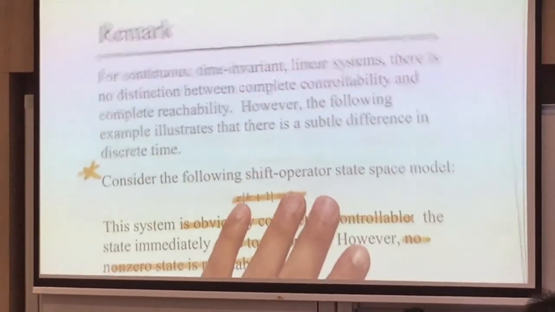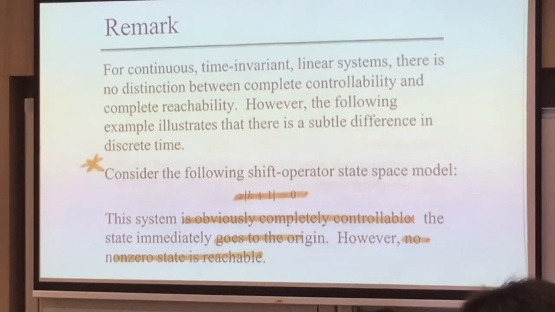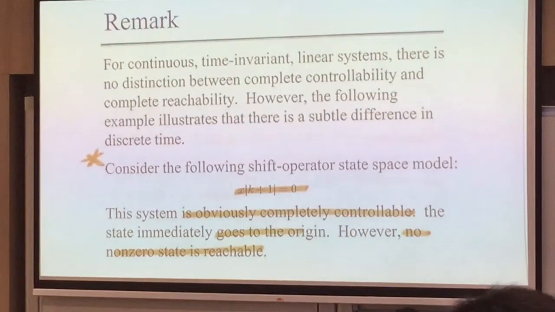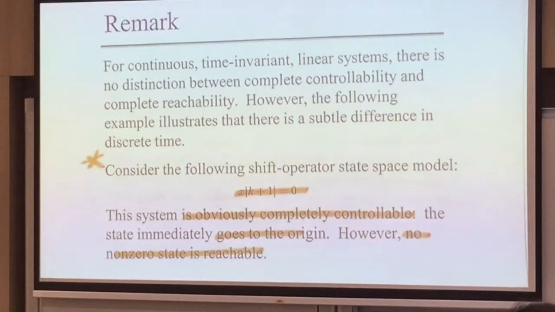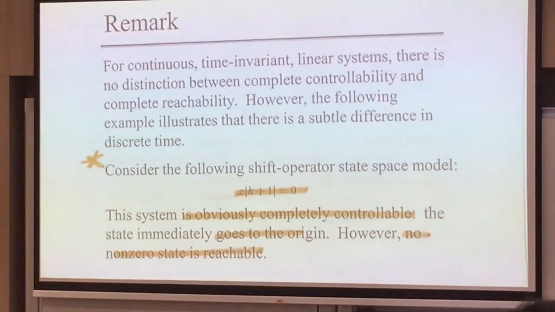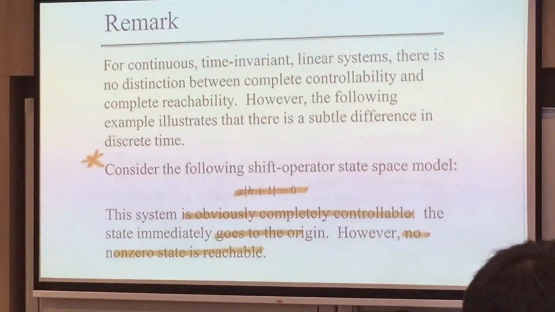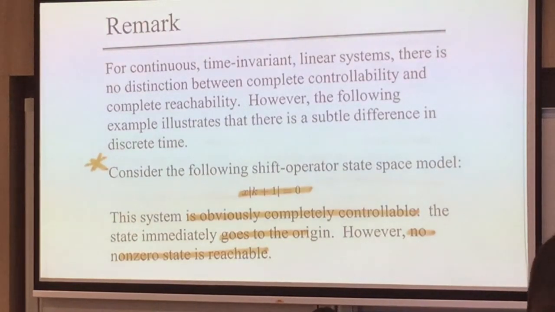Final remark. There's usually no distinction between complete controllability and complete reachability. In discrete time, there's a small difference. In discrete time, we talk about updating the states, the next state based on the current state. If x(k+1), the next state, is 0, you understand that this system is obviously completely controllable, because whatever the current state is, the next state immediately goes to the origin.